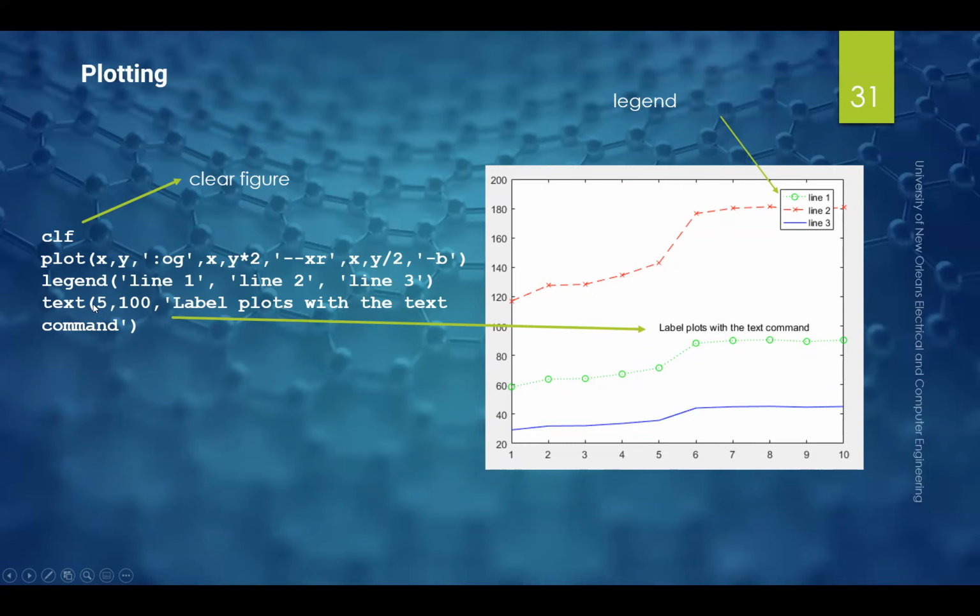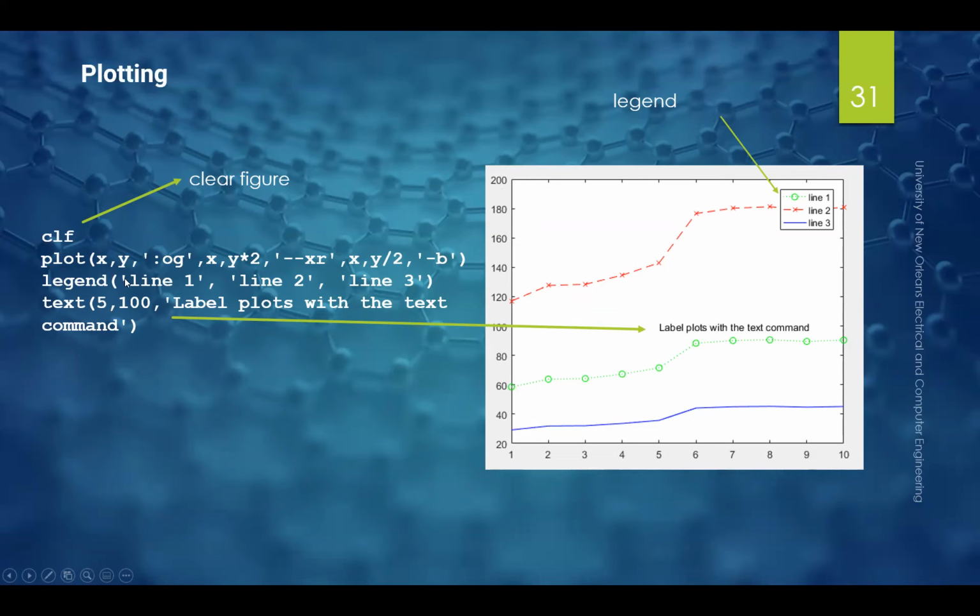with this simple text statement that says, put what I have in single quotes, which is label plots with the text command, and put it at the x-axis 5 and y-axis of 100, and that's in reference to your plot axis, right? And again, in the previous statement, I had already defined x from 1 to 10 and y from 20 to 200. So that was already fixed. It wasn't changed when I plotted this again.